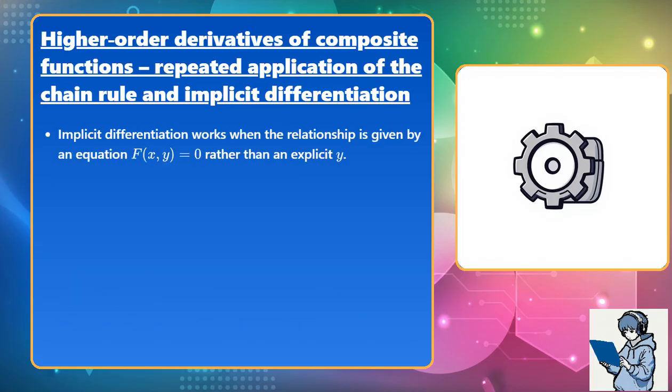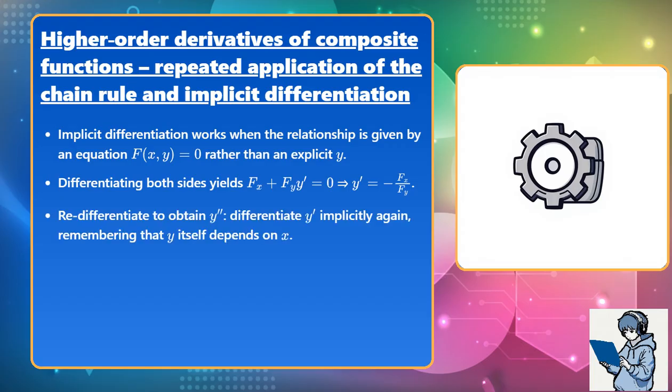Implicit differentiation works when the relationship is given by an equation f of x comma y equals 0 rather than an explicit y. Differentiating both sides yields f sub x plus f sub y times y prime equals 0, which gives y prime equals negative f sub x divided by f sub y. Differentiate to obtain y double prime. Differentiate y prime implicitly again, remembering that y itself depends on x.